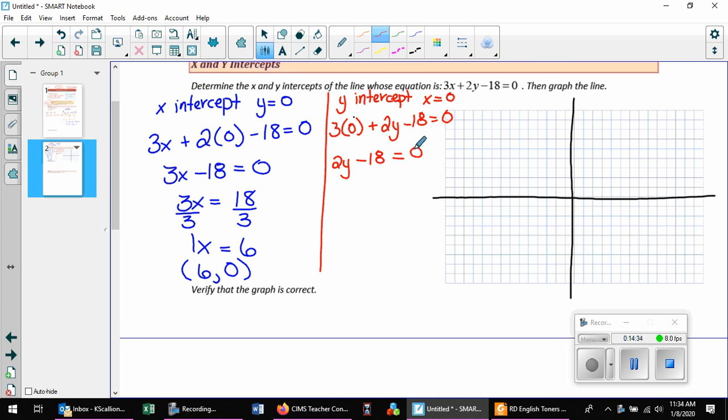What do I do first? Put the 18 over. So I'm going to have 2y equals a positive 18. Divide by 2. So this coordinate pair is going to be 0, 9, right? Because my x was 0, my y value is 9. Okay, so now we're going to graph these 2 points.